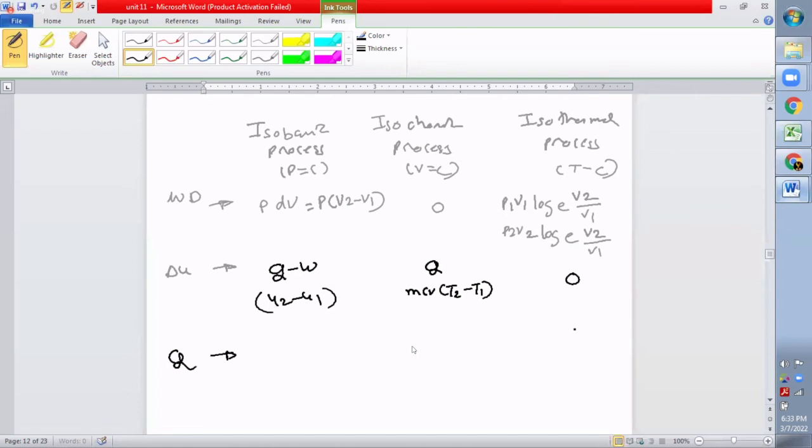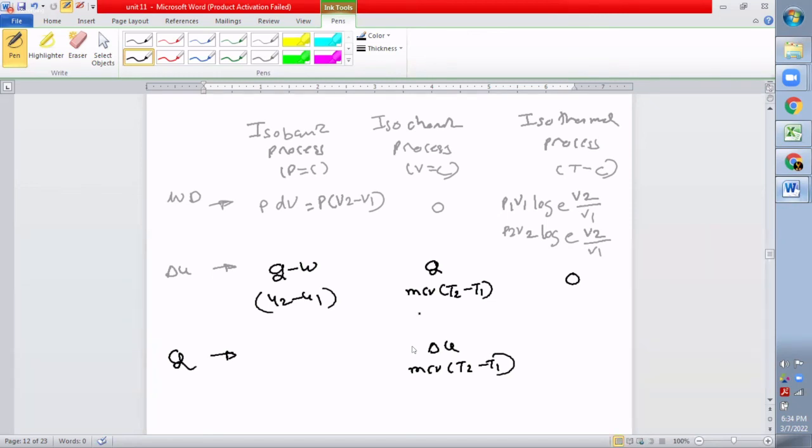Okay. And what is W in the case of a constant volume process? 0. So what is the value of Q in the case of an isochoric process? It is equal to del U. And how will you find del U? M Cv (T2 minus T1). Just now we already wrote it here itself. Look, del U is equal to Q. So Q is equal to del U, which is equal to m Cv (T2 minus T1).